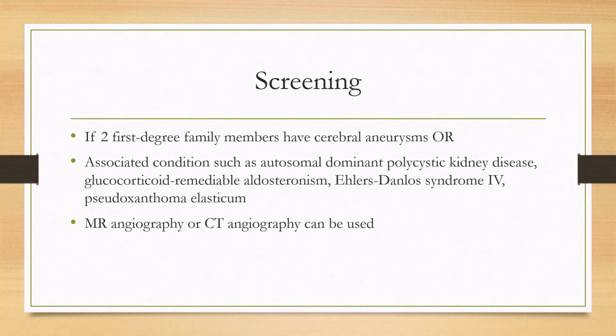So in terms of screening, if someone comes in and they have 2 first-degree family members that have had intracerebral aneurysms, or if they have any of the associated conditions, autosomal dominant polycystic kidney disease, glucocorticoid remediable aldosteronism, Ehlers-Danlos syndrome type 4, and pseudoxanthoma elasticum, then any of these people can be screened, and the typical screening modality is MR angiography and CT angiography. Either can be used.